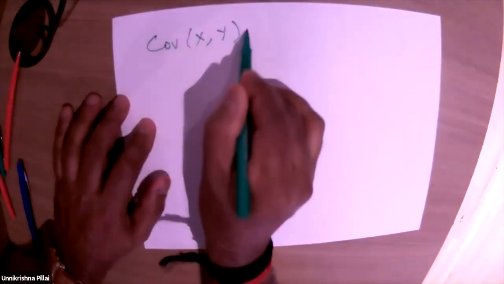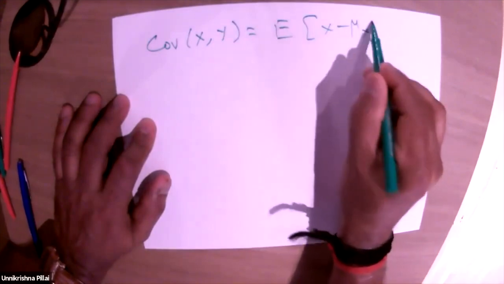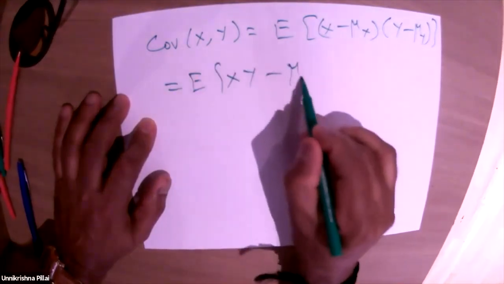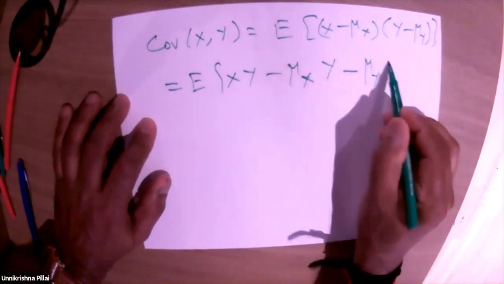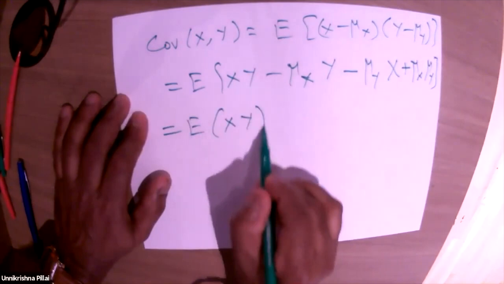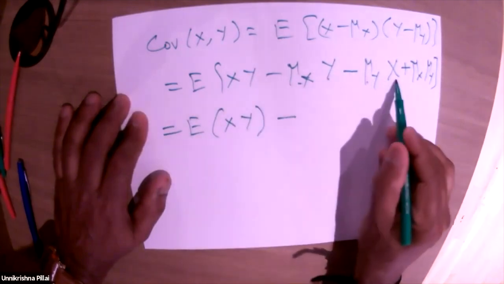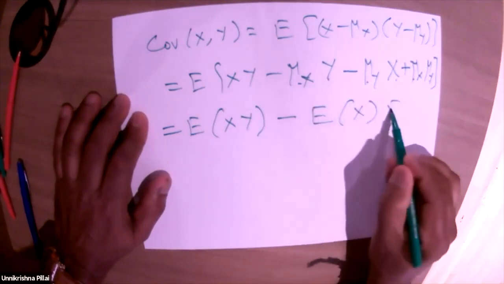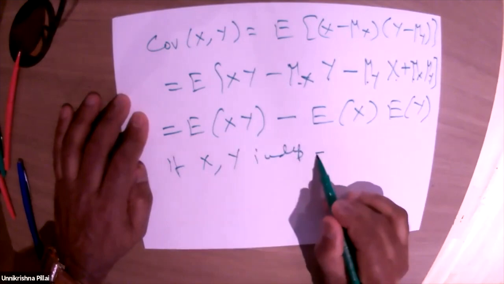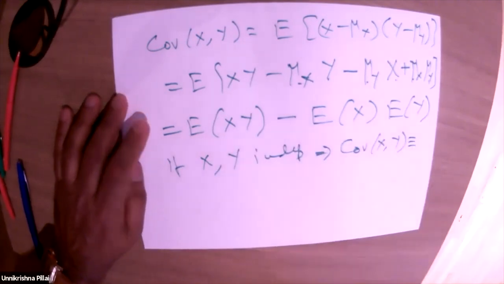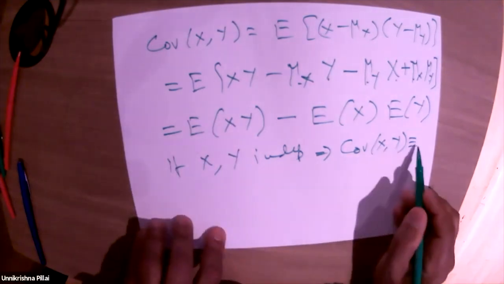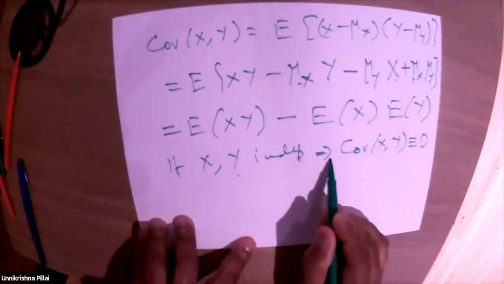So the covariance of x, y is the expected value of (x minus mu_x) multiplied by (y minus mu_y). If I expand, you get four terms: xy minus mu_x y minus mu_y x plus mu_x mu_y. If I take expectation, you get the expected value of xy minus mu_x mu_y minus mu_y mu_x plus mu_x mu_y. So you get, all right, now if x and y are independent, what happens? Look at here. Anybody? This is equal to, if x and y are independent, the first term becomes the product of E[X] multiplied by E[Y]. So covariance will be equal to what? Zero. This is one big result.